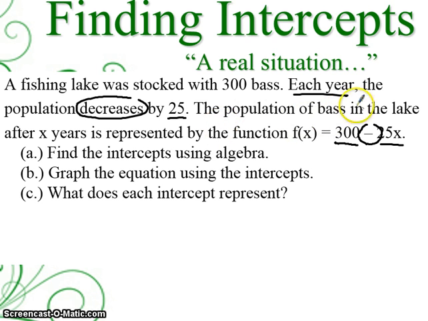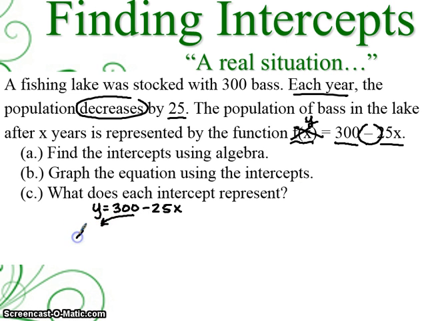The population of bass in the lake after x years is represented by the function f of x, or the output of x. This is just another way of saying y. So if you're more comfortable, you can just cross out the f of x and write y is equal to 300 minus 25x. So let's first start by taking our equation, y equals 300 minus 25x, and substituting values to find the x and y intercepts.